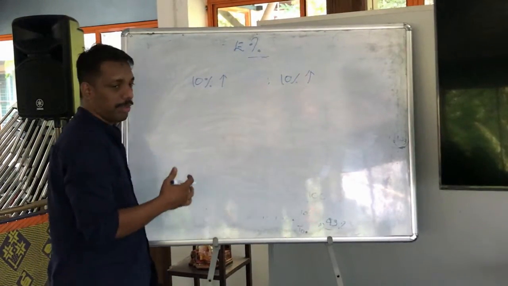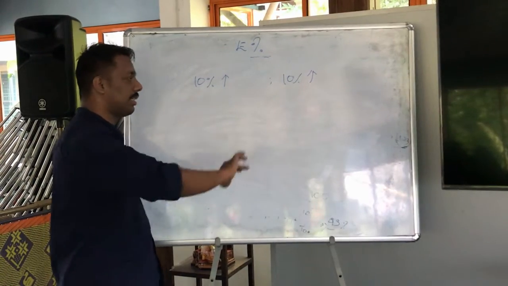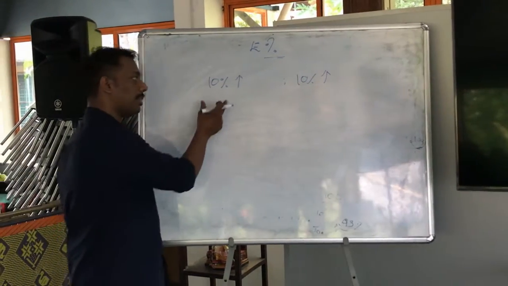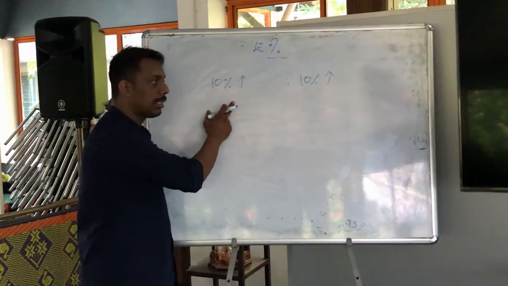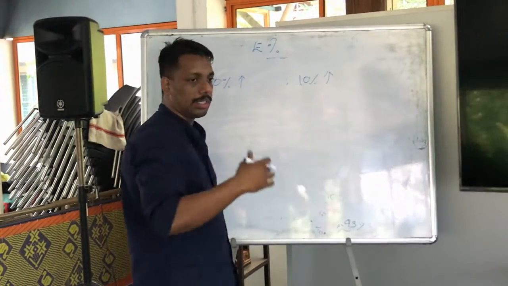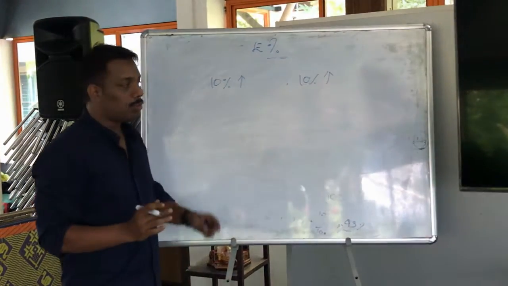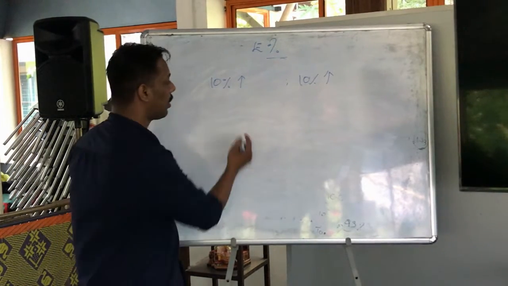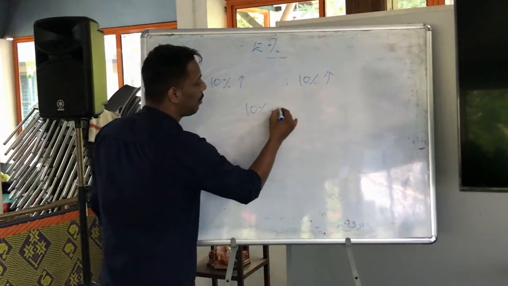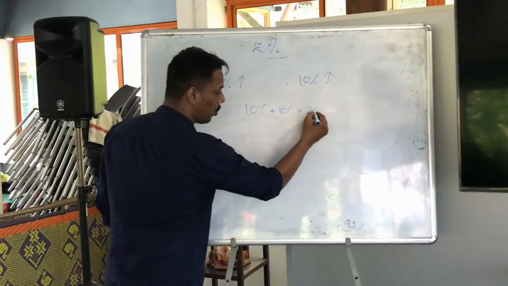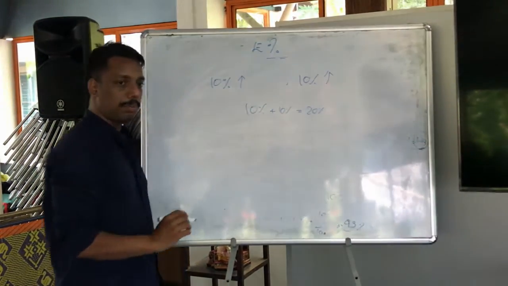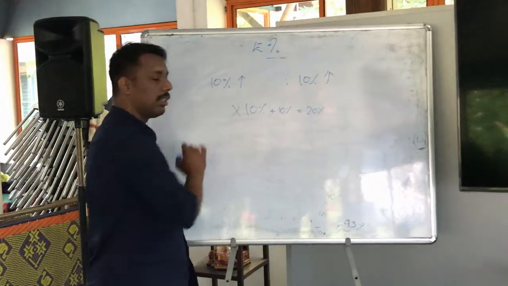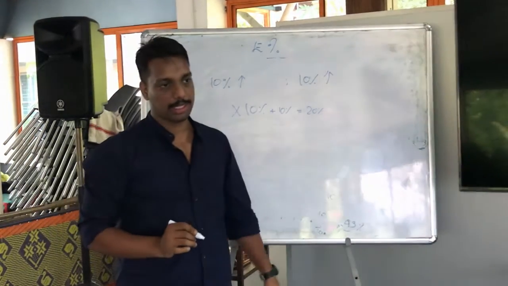In general, most students directly give an answer. First you increased 10%, then you again increased 10%, so you may feel the total increment will be 10% plus 10%, which is 20%. But this is not correct. This is not the effective percentage.